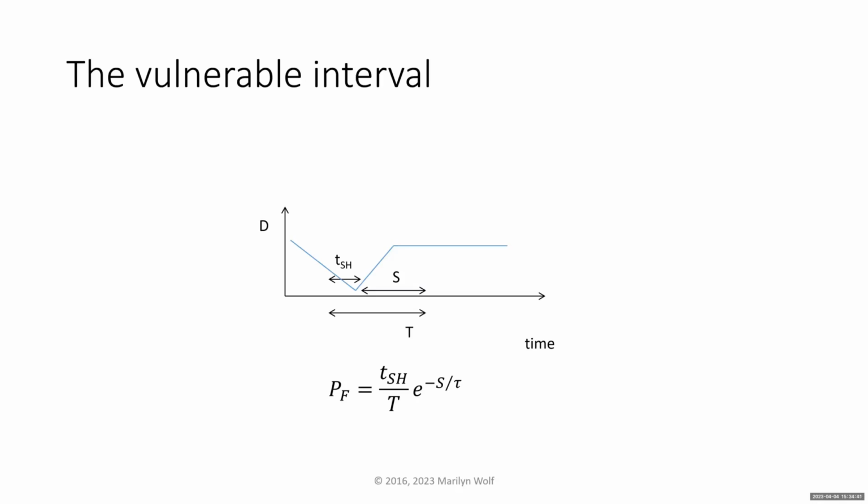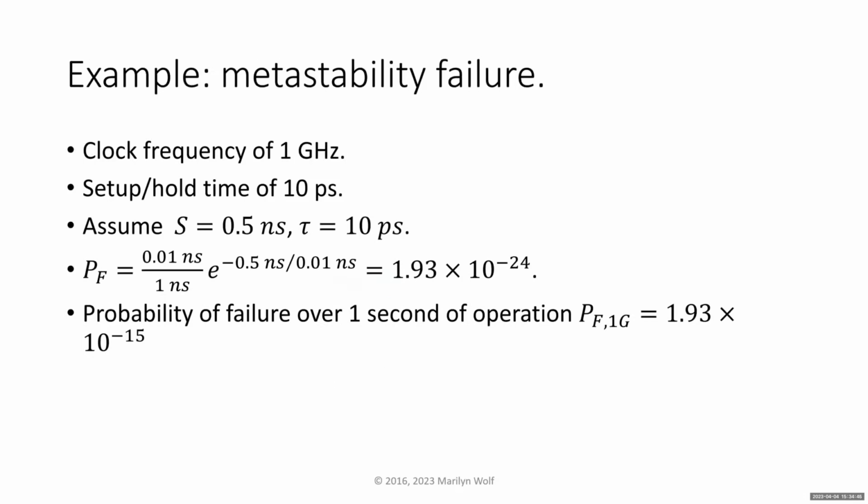Let's try to get a little bit of physical intuition for that. Let's say that we're clocking this register at a 1 gigahertz rate. We'll call the setup and hold time 10 picoseconds, the settling time half a nanosecond, and the time constant tau 10 picoseconds. That gives the probability of failure for one attempt to load the register to be 2 times 10 to the minus 24th, which sounds pretty low, right?